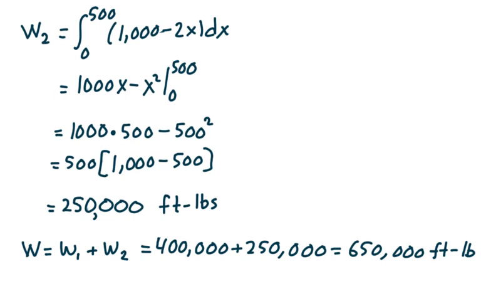Okay. And W is W1 plus W2. So it's the work required to move the coal plus the work required to move the cable. And so that's 400,000 plus 250,000, which is equal to 650,000 foot-pounds. And that's going to conclude this video for section 6.4, where we looked at problem 15.